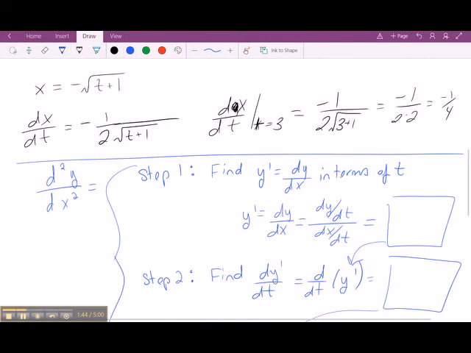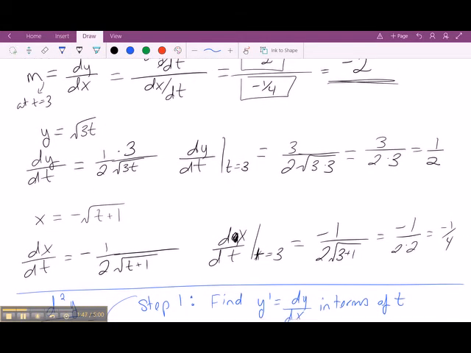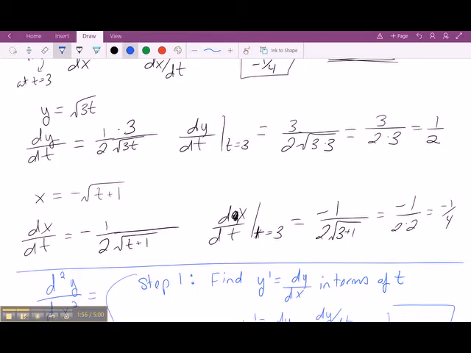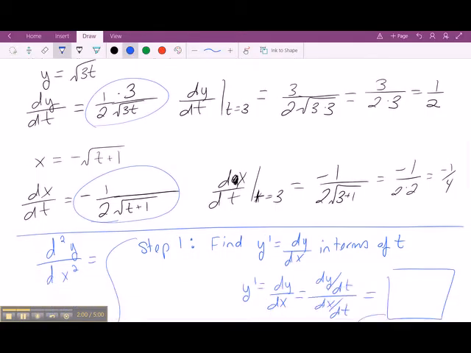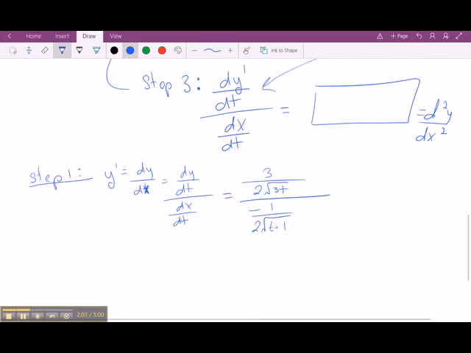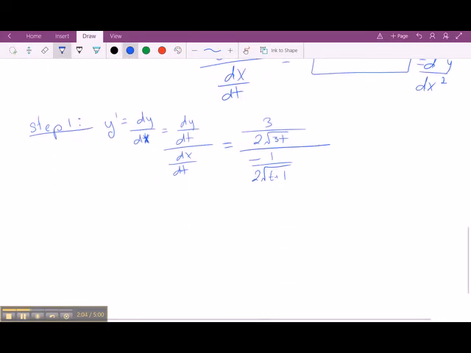We already had a lot of that done up here. I just didn't do it generically because what I did up here was I went ahead and plugged in 3. So now we need to keep this generic. So I need to take my dy dt value and put it over my dx dt. I have started that process down here. Of course, there's going to be a lot of algebra involved. So my first derivative of y is going to be equal to, I need to simplify this.